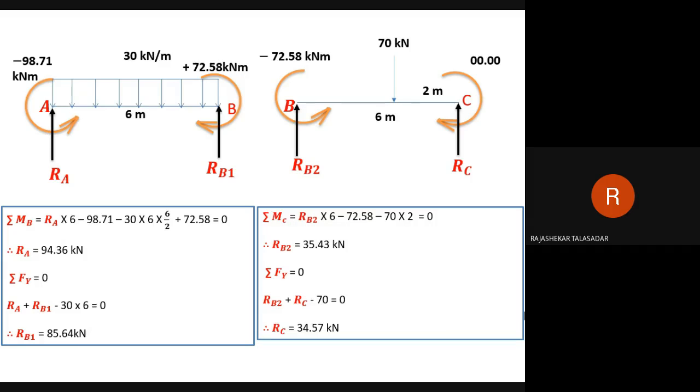Similarly, for this span, if you take moment about C, RB into 6 minus 72.58 minus 70 into 2 equals 0, because the end moment at C is 0. So you will get RB2. If you write sigma Fy, RB2 plus RC minus 70 equals 0. Substitute the value of RB2 here and you will get RC as 34.57.